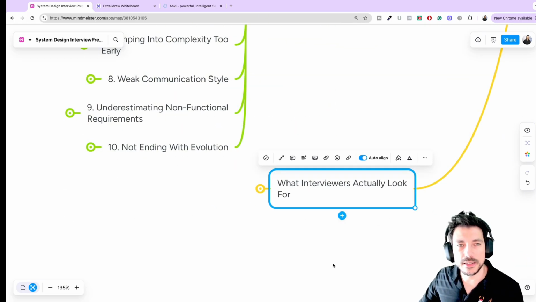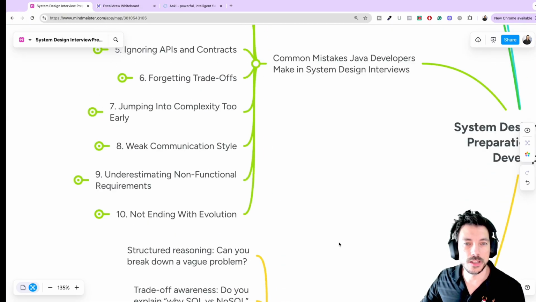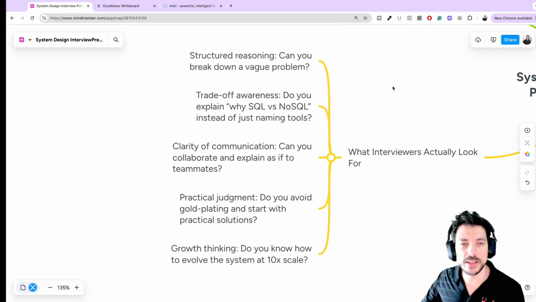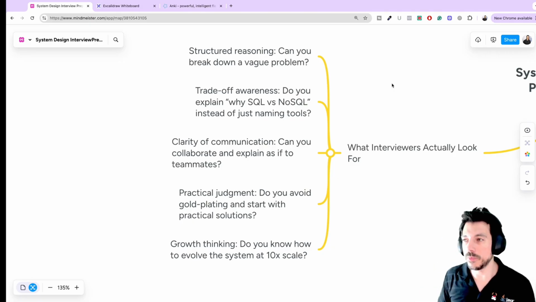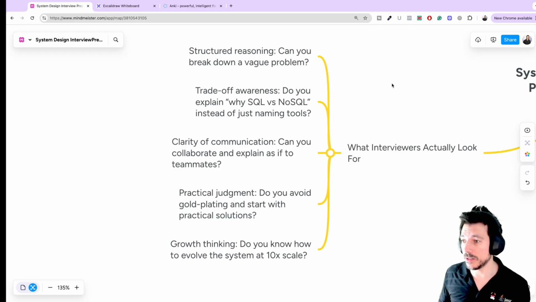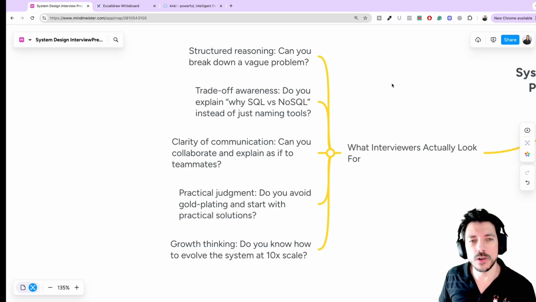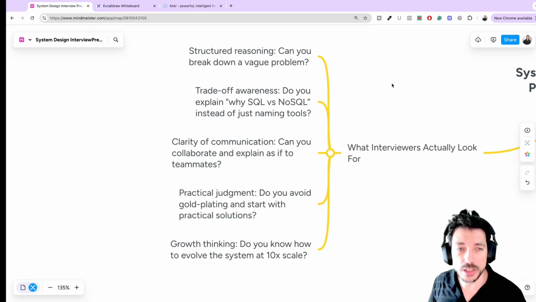And to end this weekly live, what do interviewers actually look for? What are the fundamentals of the system design interview? The fundamentals are that you need to structure your reasoning, right? Basically, can you break down a vague problem? That's basically what they are doing, because they're going to say, oh, design Instagram. And you have to break down a very vague problem. You have to ask questions, talk about the trade-offs, and show that you are aware of the cost of the trade-offs.